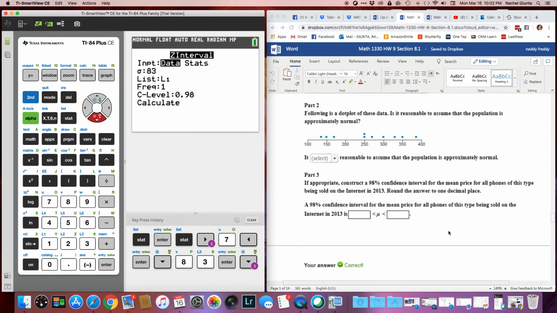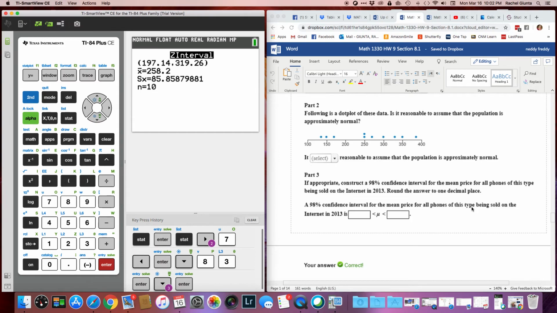And then it's not till part 3 where they actually ask you to do any sort of calculation. We kind of jumped the gun and did that here. So we've got this all set up to go with the data, and we go down to calculate, and we enter. And again, it gives us our interval at the top here. So rounded to 1 decimal place would be 197.1 and 319.3. And so that's the last part of this one.